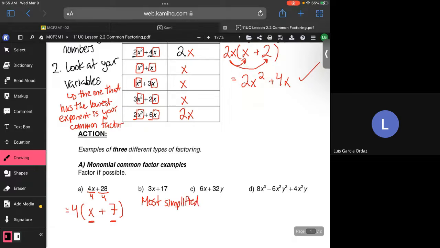Okay. Now the next one, I have 6x plus 32y. Okay. So look at your numbers first. What am I going to factor out? So I have 6 and 32.